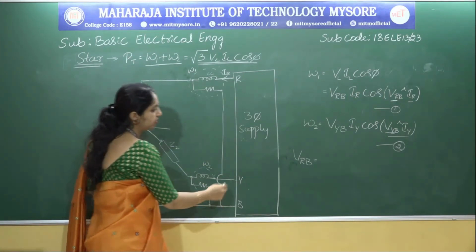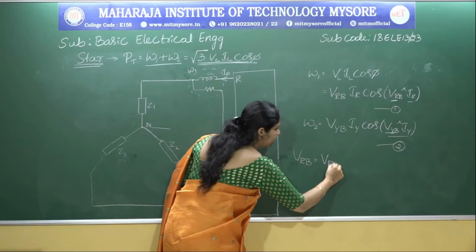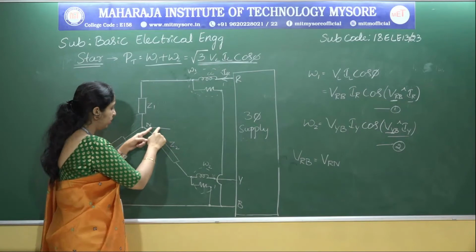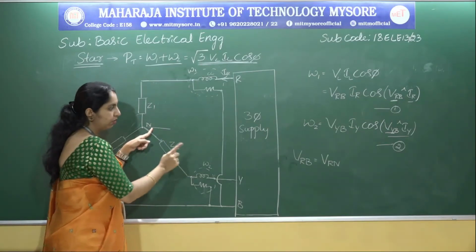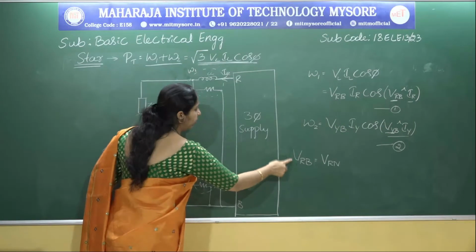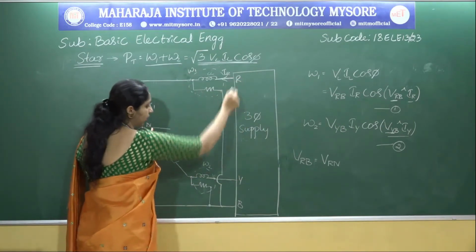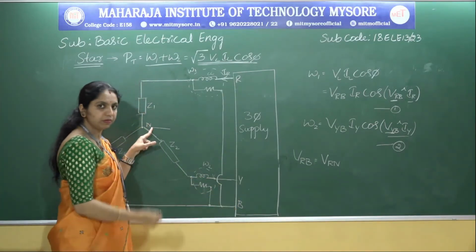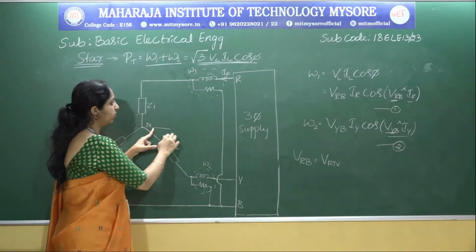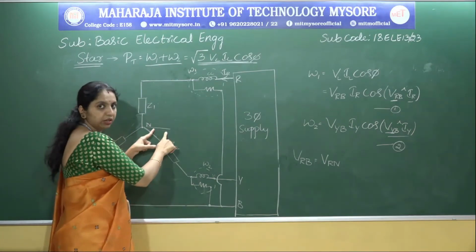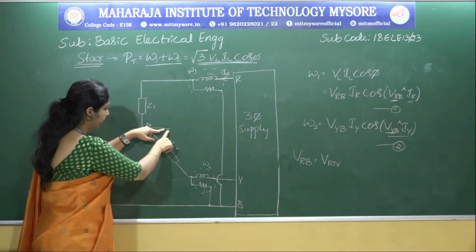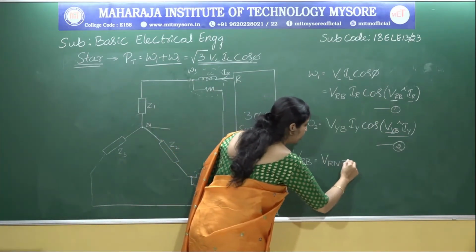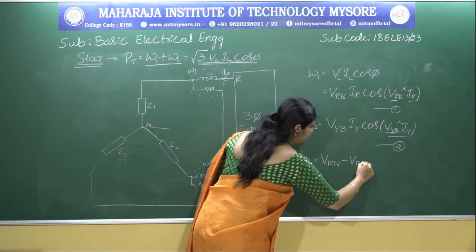So VRB can be expressed as VRN, okay? So that means R to the neutral point, and from the neutral point to B. Remember, this VRB is a line voltage, that means it is measured between R and B. Now we are trying to express VRB in terms of the phase voltages, and the phase voltages are from R to N, the neutral point, and from the neutral point to B. So now we can have the equation as VRB is equal to VRN minus VBN.